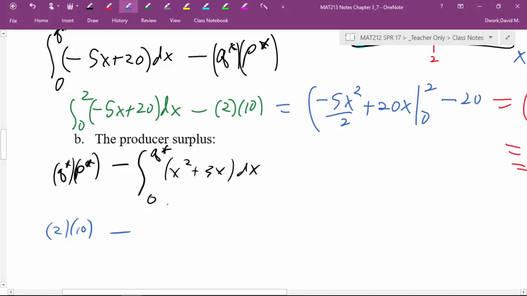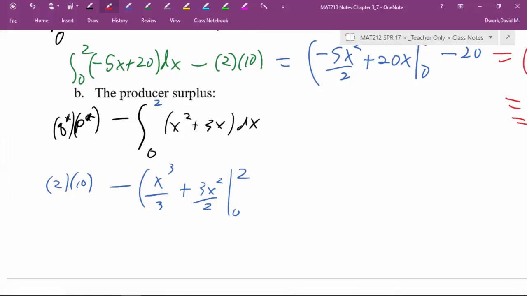All right, the antiderivative of x squared would be x cubed divided by 3, plus 3x squared divided by 2. All of this evaluated from 0 to Q star. We just said Q star is 2, so we'll go from 0 to 2. So therefore, our producer surplus would be 20 minus, all right, here we go. This would be 2 cubed, so 2 cubed would be 8 thirds, plus 2 squared would be 4, 4 times 3 is 12, 12 divided by 2 is 6.